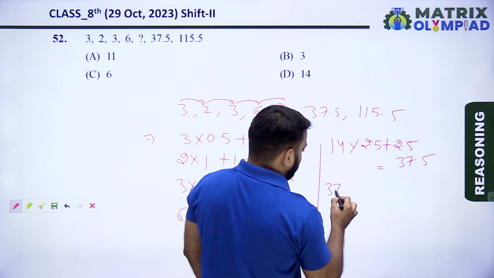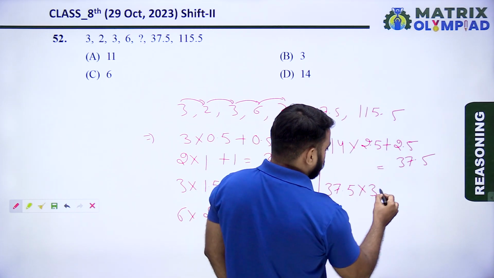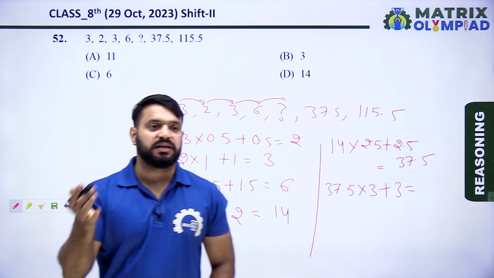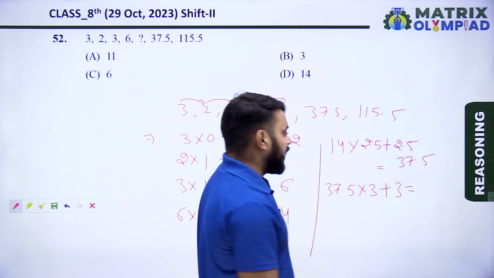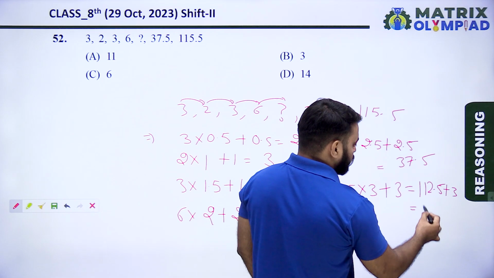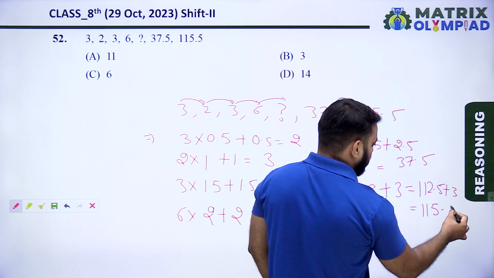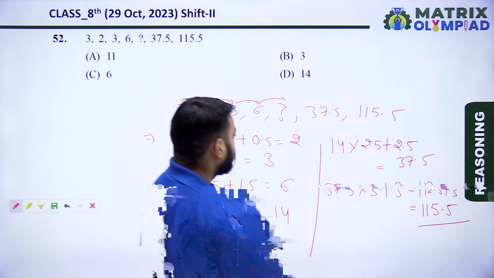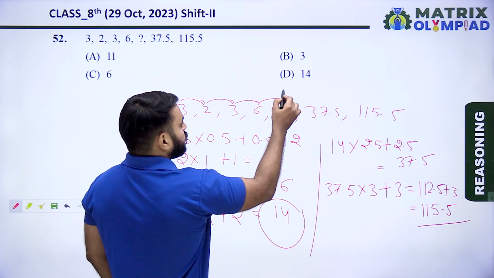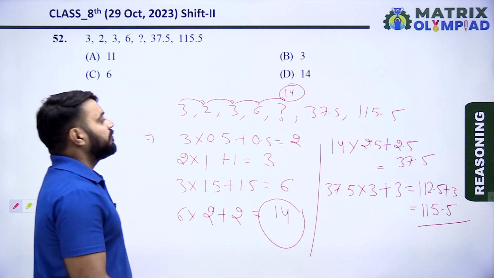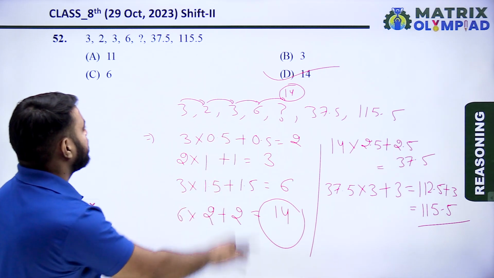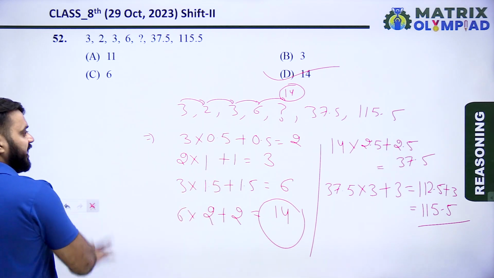Now 37.5 multiplied by 3 plus 3. 37.5 multiplied by 3 means 112.5, plus 3 means 115.5. So here the missing number is 14. So 14 is the missing number of this series, and option D is the correct answer of this question. Let's move on to the next question.